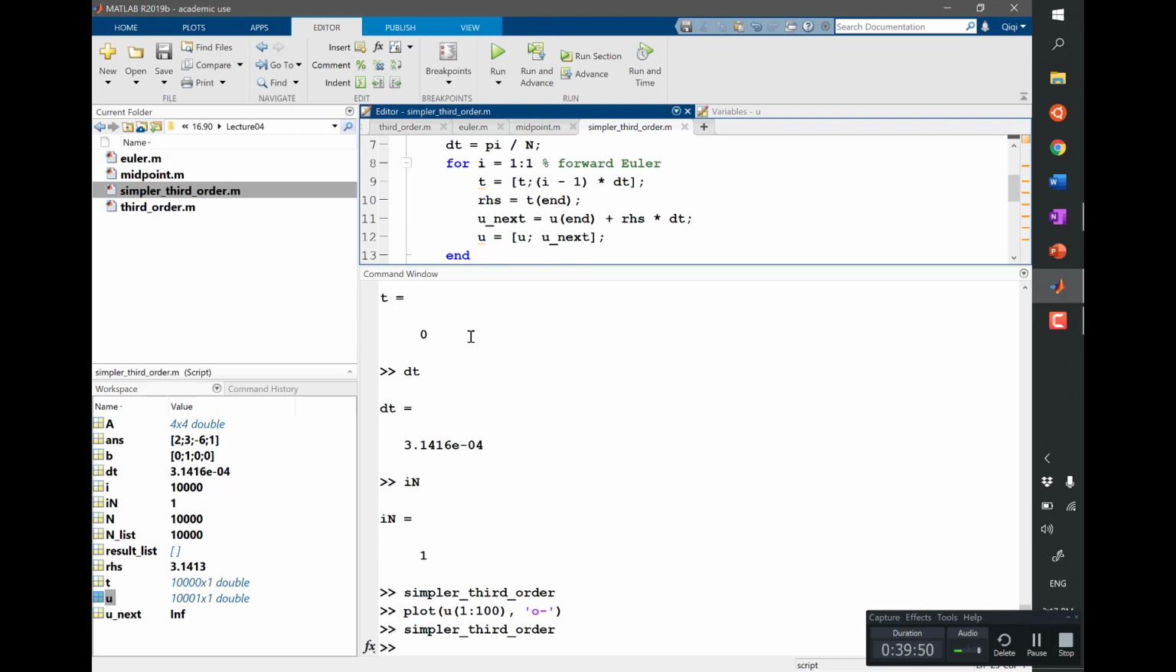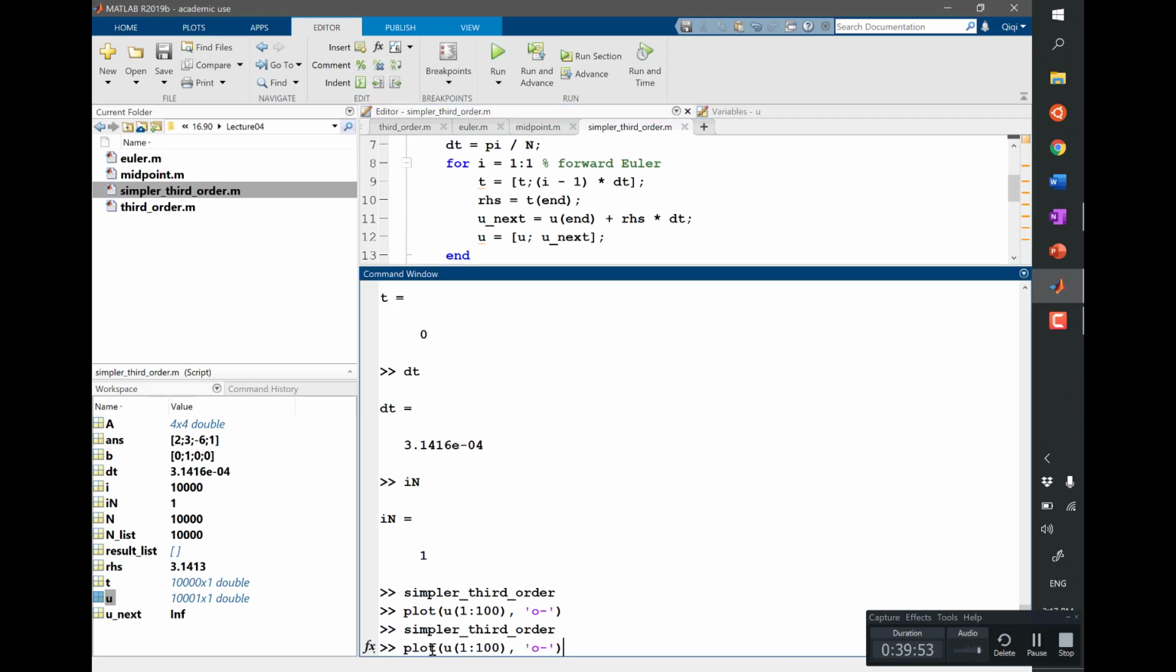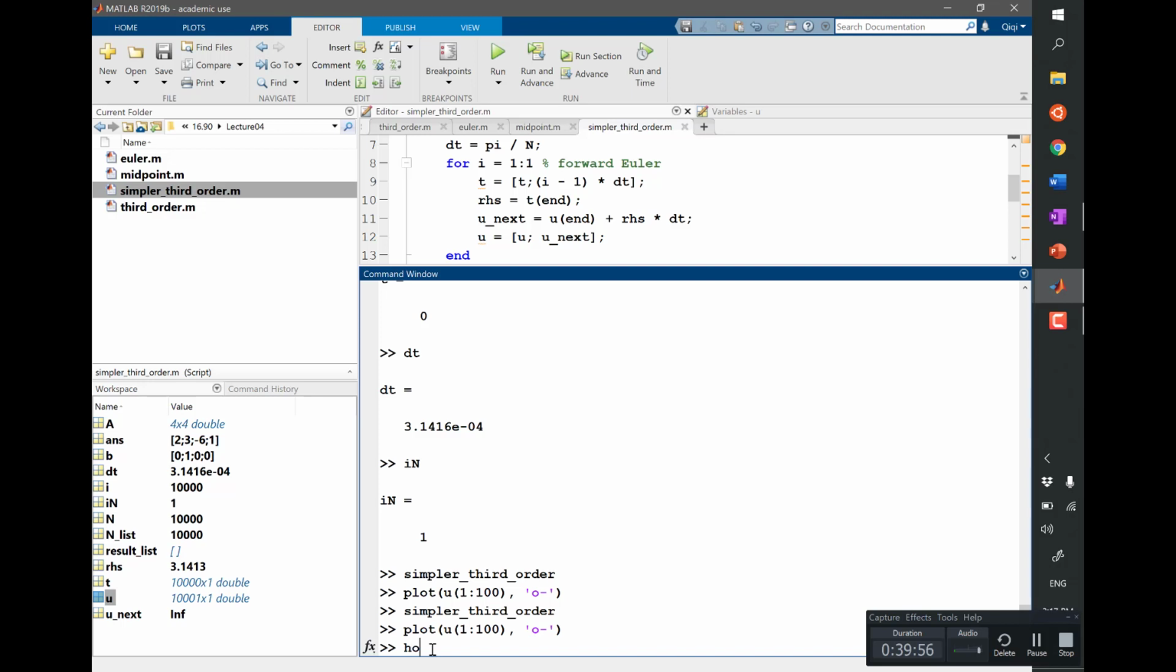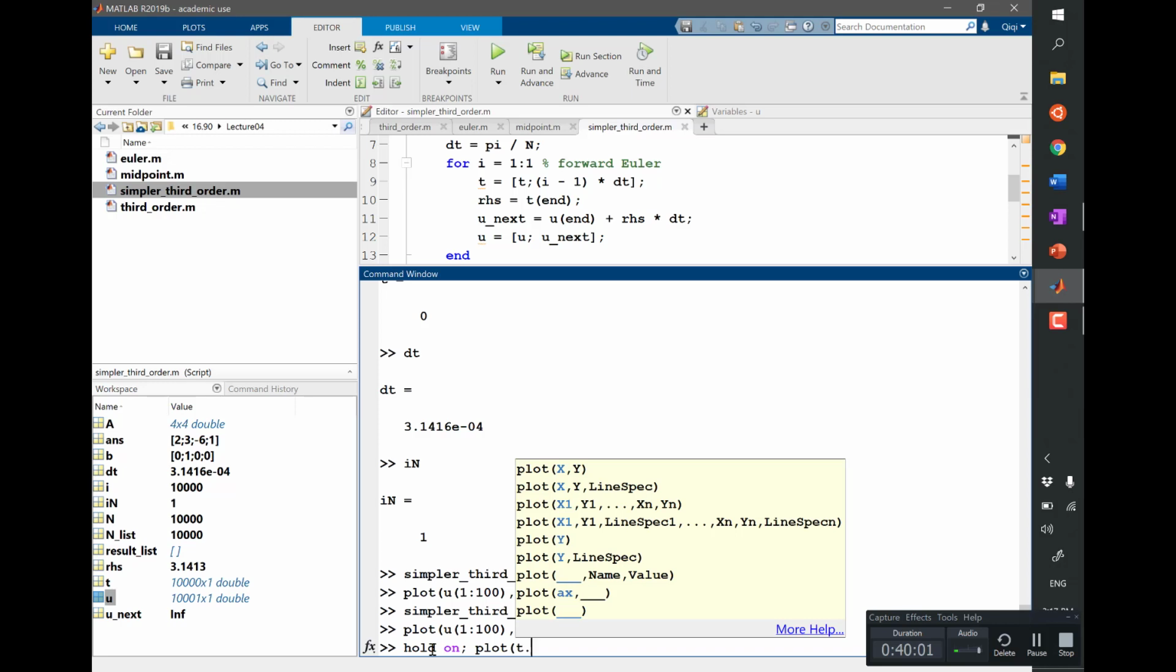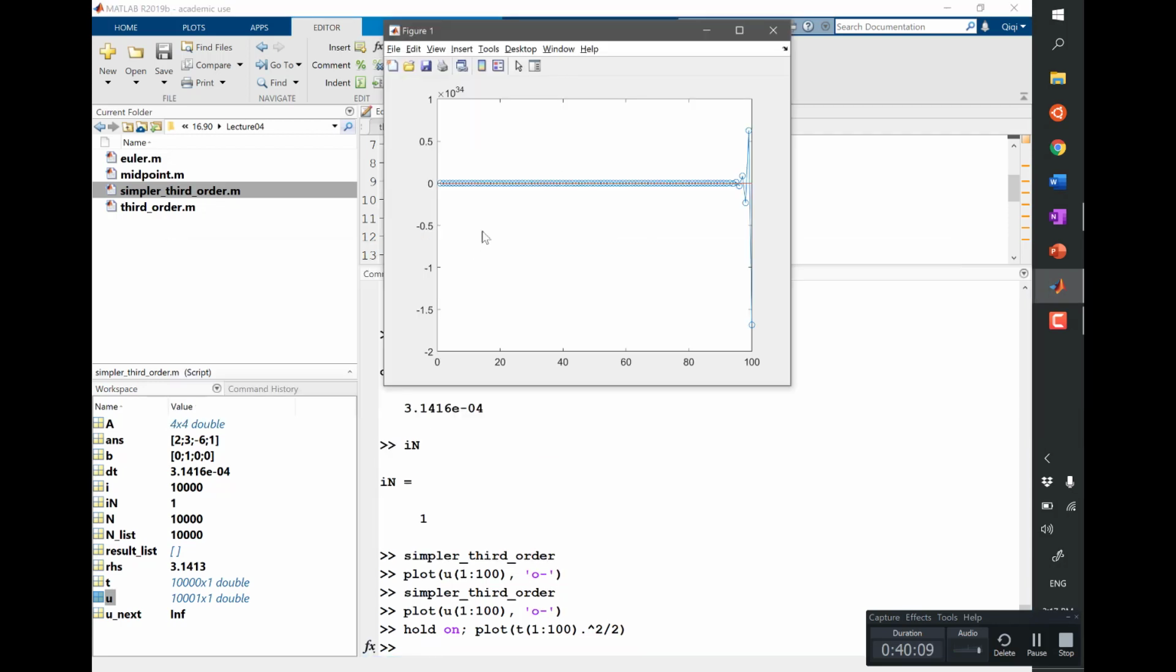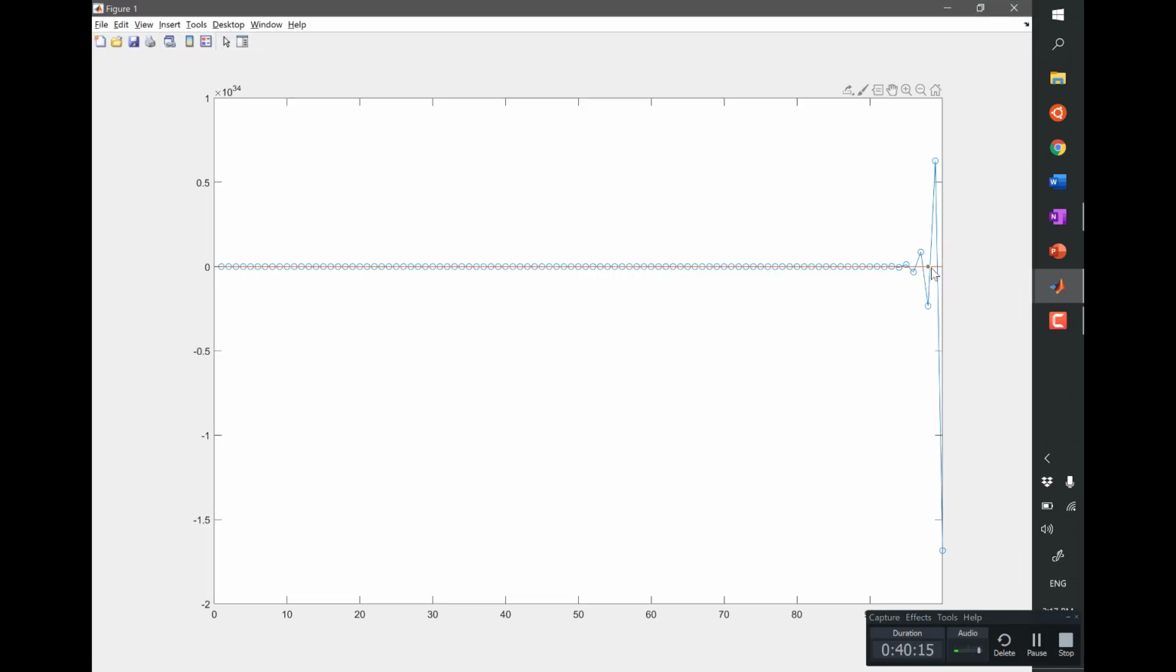So we run it, and we should be able to plot both the solution and hold on and plot the t squared over 2. And let's do it from 1 to 100. So essentially, we are going to see that the error is basically many orders of magnitude larger than the true solution, right? And it doesn't really matter what the true solution is.